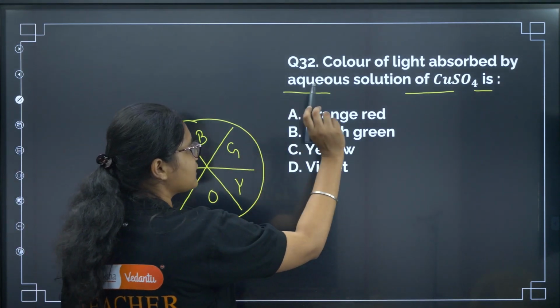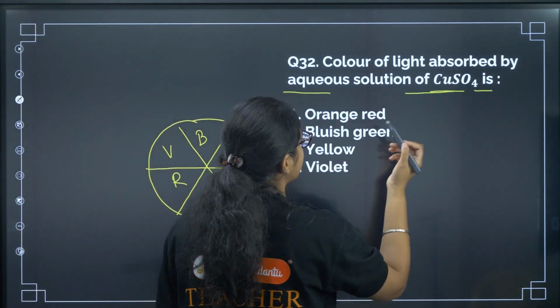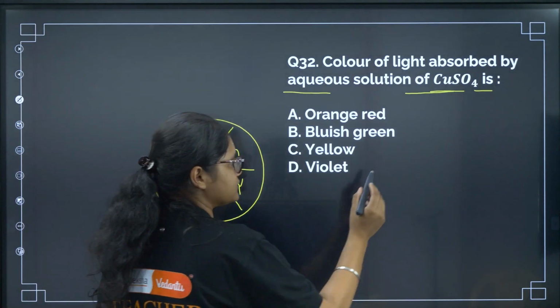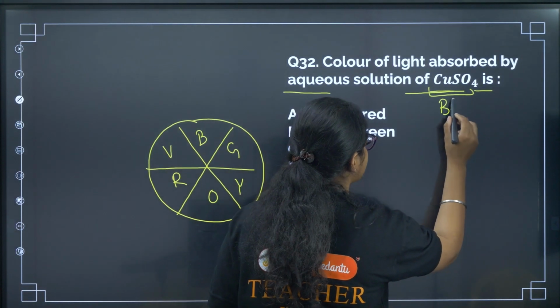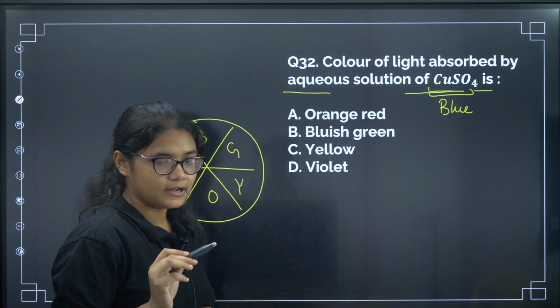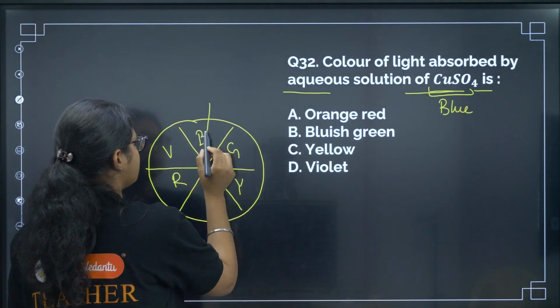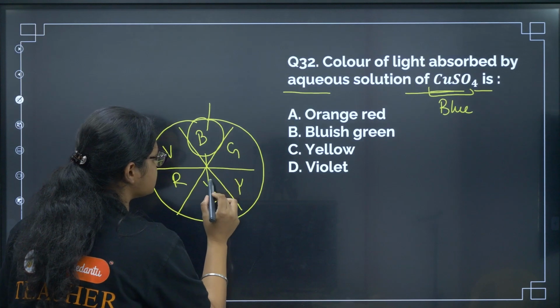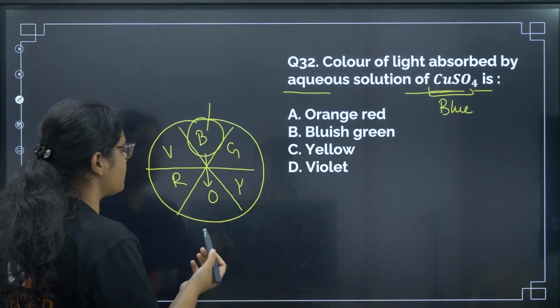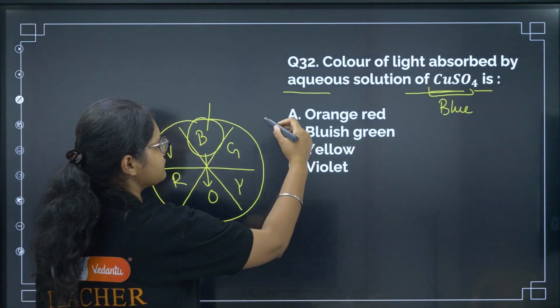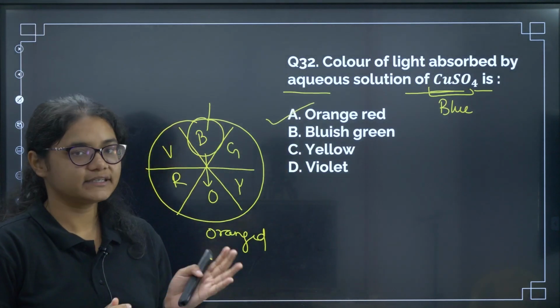Now it is saying the color of the copper sulfate. So the color of the light absorbed by the aqueous solution of copper sulfate. So first of all, what is the color of copper sulfate? We all know it is blue in color, right? It appears to be blue in color. So if the appearance is blue color, then it must have absorbed the complementary color. So the complementary color is orange. Okay, so the correct answer for this question will be option A, orange and red.